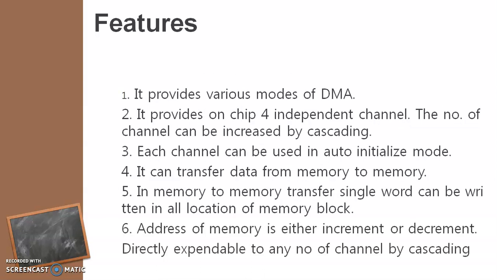The features of 8237 are, as we have seen, that it could be operated in a byte transfer, block transfer or burst transfer mode. So it can be operated in various modes and each chip has 4 independent channels. That means I can connect 4 memory devices to it, and this could be increased by going for a cascading connection. You take another 8237 and connect it in cascade, then the number of memory devices that could be attached can be increased.